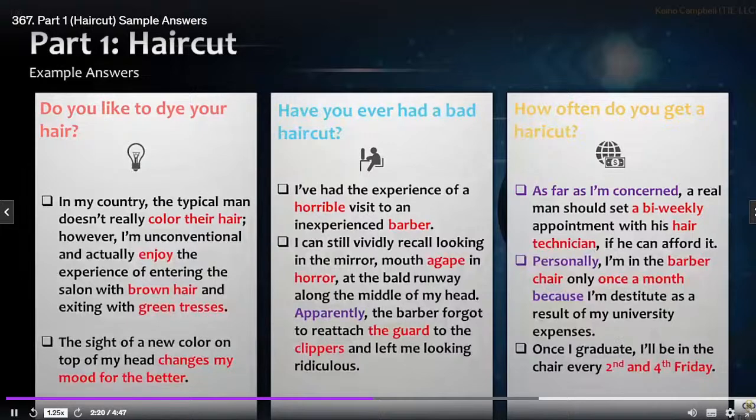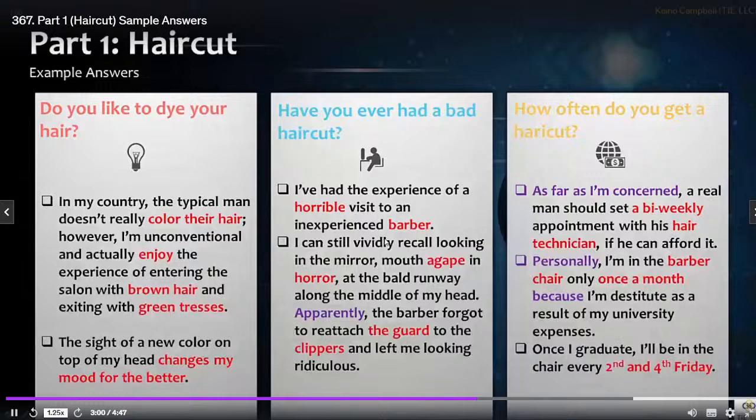Right, we have some really great language here. We have the perfect tense up here, horrible for bad, and really topic-specific language here. Barber, mirror, guard, clippers, a mouth agape, really good language here. Agape means open. A horror, synonym for bad. So if you're speaking and the examiner hears this kind of language, they're going to say, "Wow, this person must have a kind of a high level of English here."